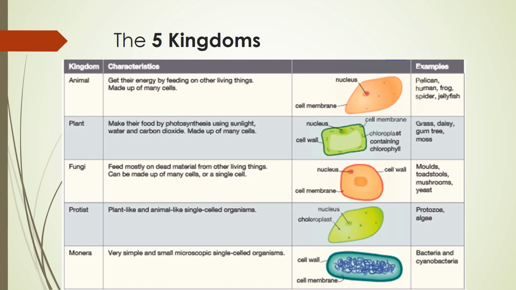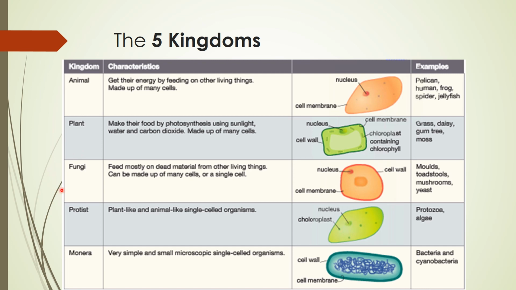Earlier, I mentioned that there were 5 kingdoms that all the living things on Earth belong to. And now we're going to look at some characteristics of each of those kingdoms. So starting with the top, we have the animal kingdom, which we belong to. And these get their energy by feeding off other things. And because they are made up of many cells, we say that animals are multicellular organisms. Then we have plants. And plants get their food through a process called photosynthesis. Basically, they make their own food using sunlight, water, and carbon dioxide to produce a sugar called glucose. And plants are also multicellular organisms.